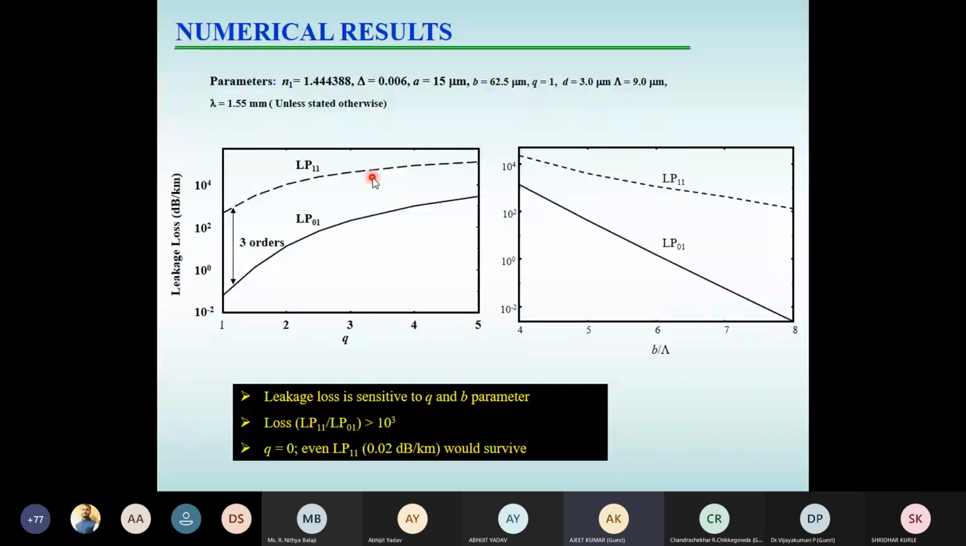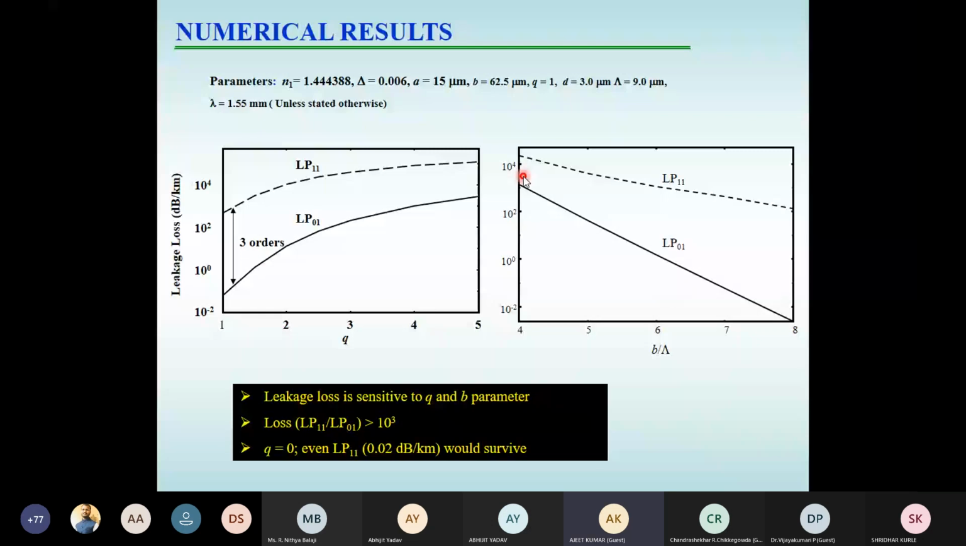Then we have seen the effect of the B by pitch parameter. Again, as we have seen in case of the planar waveguide, the B by pitch parameter is not just decreasing the leakage loss, but at the same time, it is increasing the differential leakage loss. So being a designer, you have to see what kind of design you want to give for the fiber. Either you just want to decrease the loss, or you want to decrease the loss, but at the same time you want to increase the differential leakage loss, the ratio of the first higher order mode and the other one. So accordingly, you can choose these parameters for design.